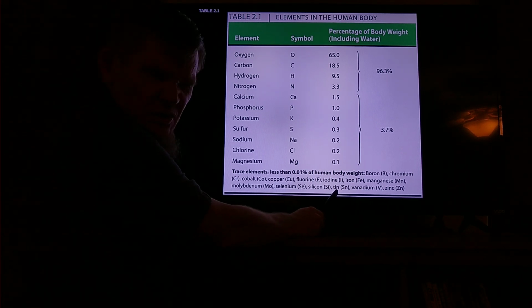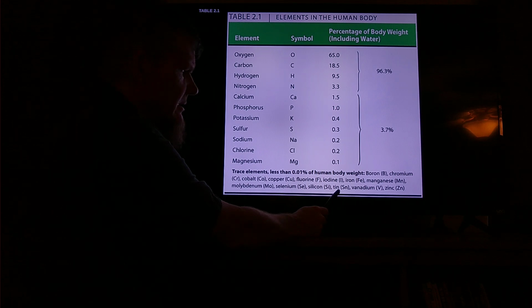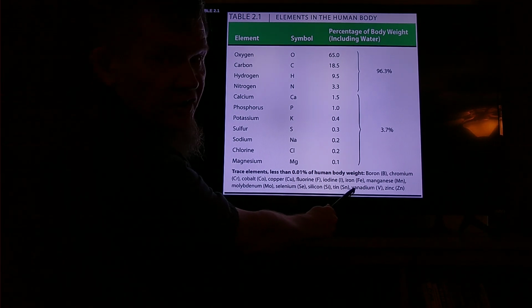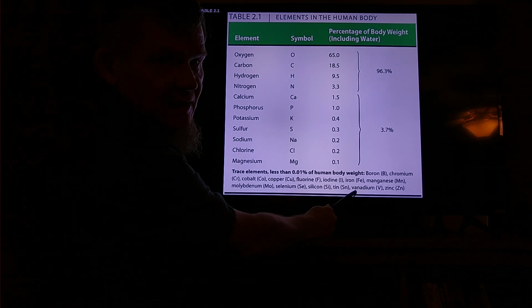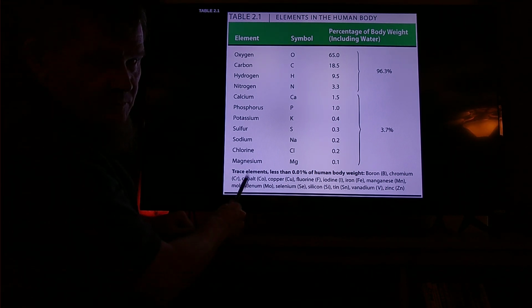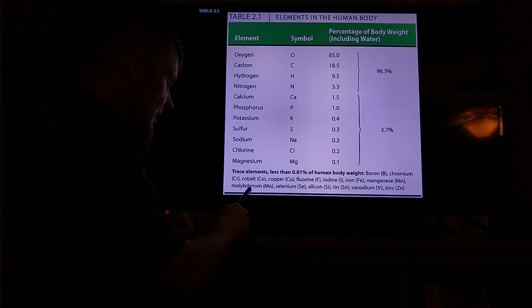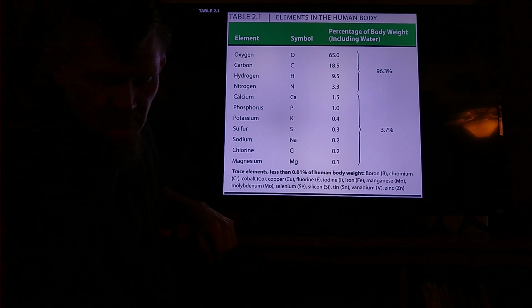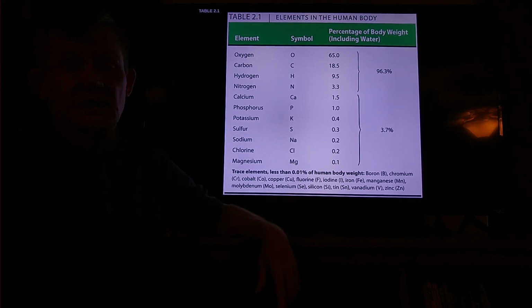Zinc, tin. Did you know you needed tin? You need tin. You need vanadium. Have you ever even heard of vanadium? It has nothing to do with Canadian. Vanadium. All right? Molybdenum. Say that five times fast. Molybdenum. These are trace elements. These are elements that we all need a little bit of.